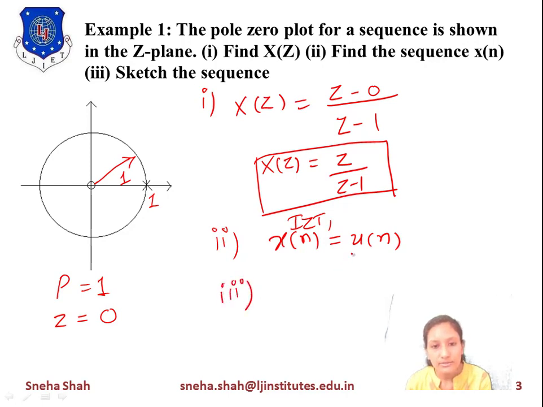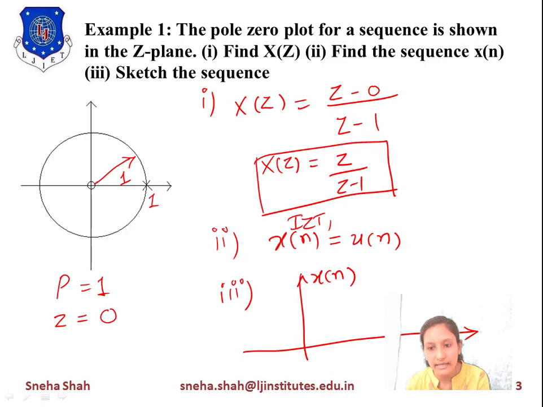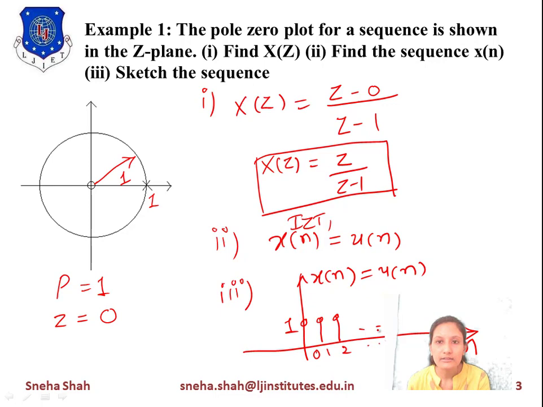Now we can draw this original sequence. The original sequence will be represented as x of n. X is a function of n, so over here we will represent it with respect to n. And you know that x of n equals u of n. So u of n will be represented as, from 0 to infinity, its value equals 1. So this is your basic sequence. From that you can find whether the given sequence is stable or not. So from the pole zero plot you can find out the original sequence.